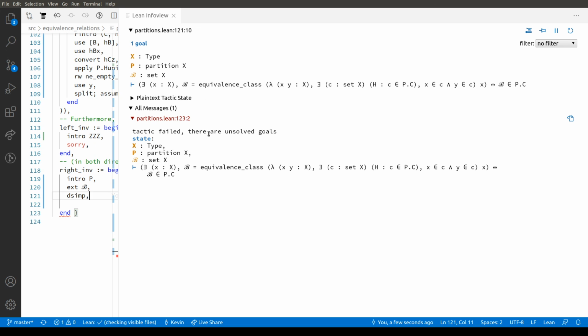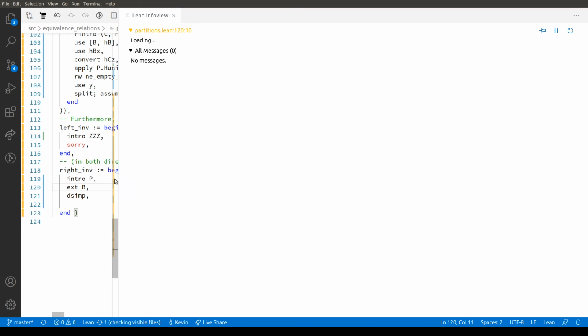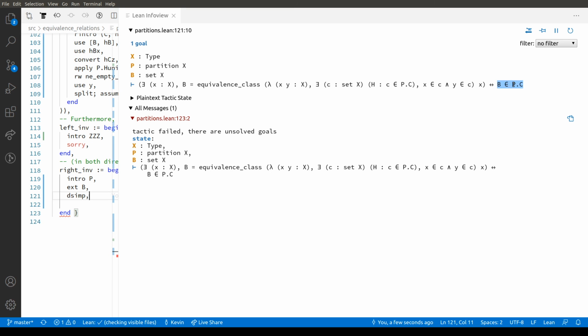I've got to prove. Oh, this isn't a curly B. This is a normal B. This is just a normal set. I've got to prove that B is a block if and only if B is an equivalence class. You see. So that's slightly lengthy.